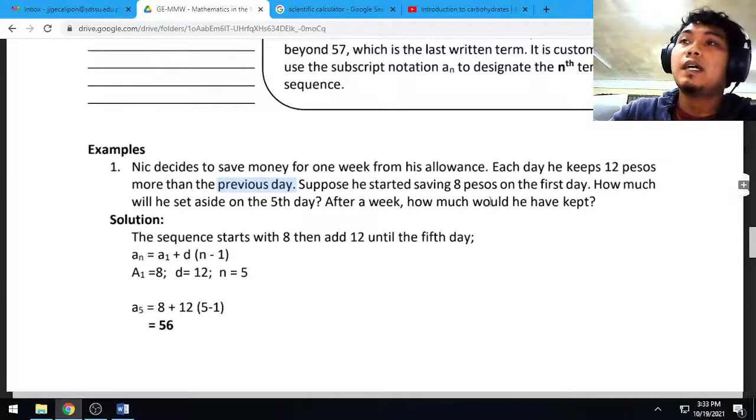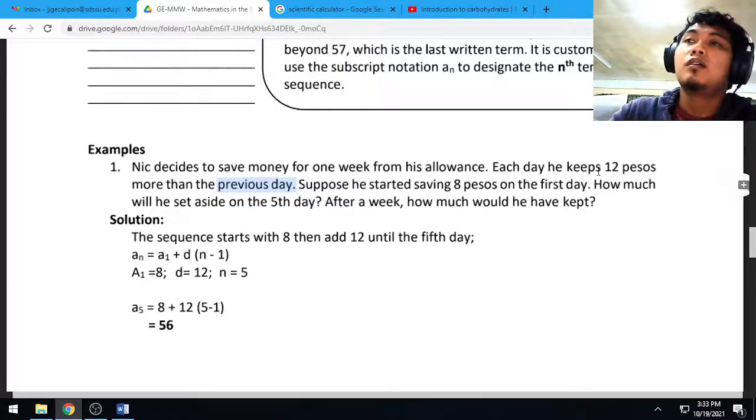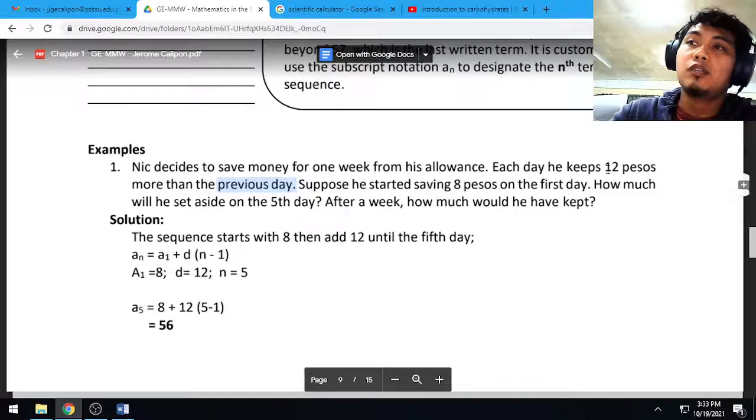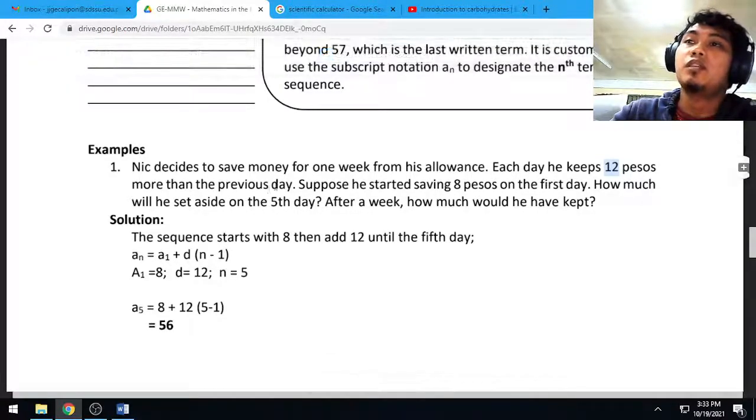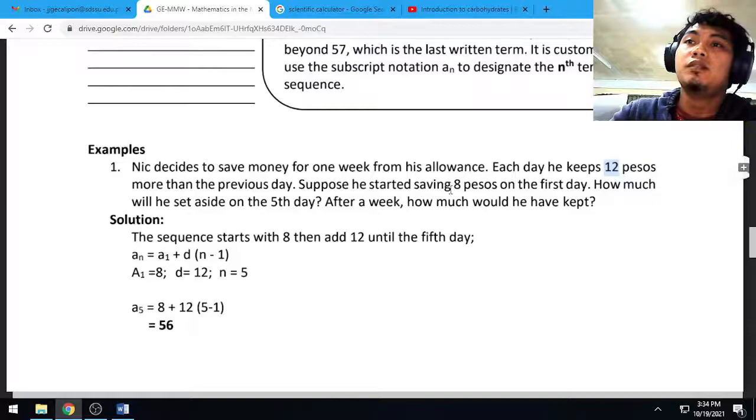Yun daw yung idadagdag niya. More than the previous day. Halimbawa, nag-save siya ng 12 ngayon. Bukas, magiging 24 na. Kasi sabi dito, more than the previous day. So, every day, nadadagdagan siya ng 12. Ganun lang.